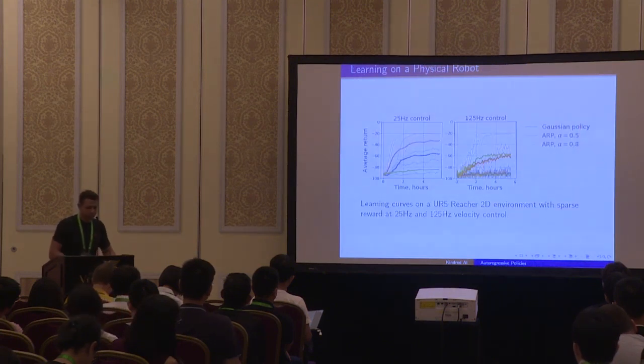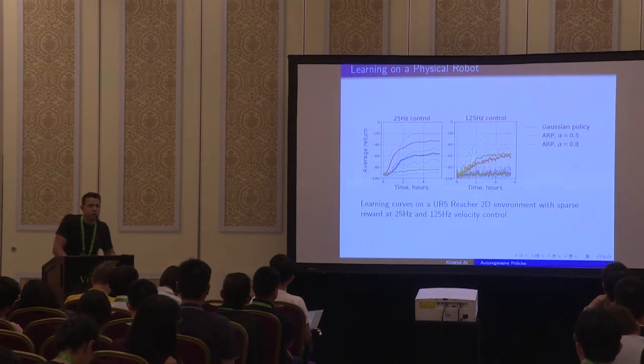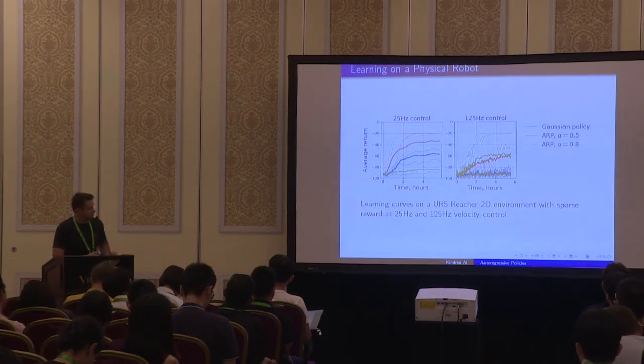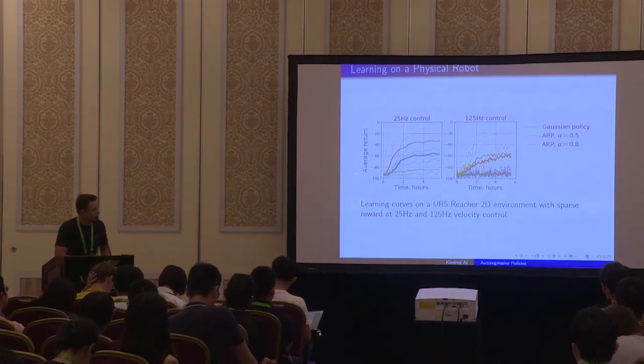Finally, we conducted a set of learning experiments on a physical robot. On a Euro 5 robotic arm, we designed a richer task where the agent, using continuous velocity control, is trying to reach a randomly generated target in the space around it. And we conducted learning experiments at 25 and 125 Hz control rate. At 25 Hz, the Gaussian policy was able to make some learning progress. However, its performance was already not as good as that of autoregressive policy.